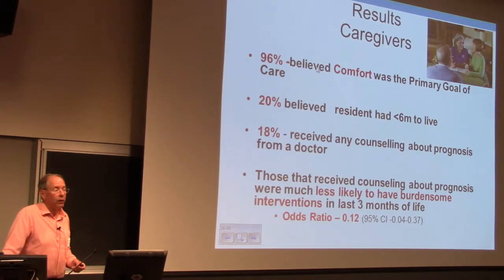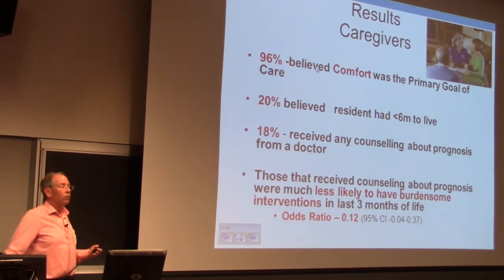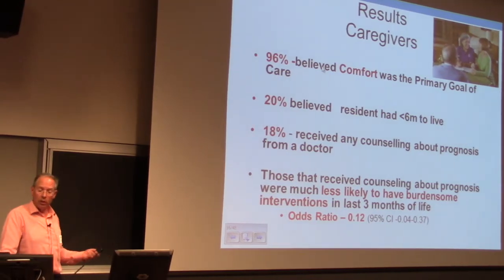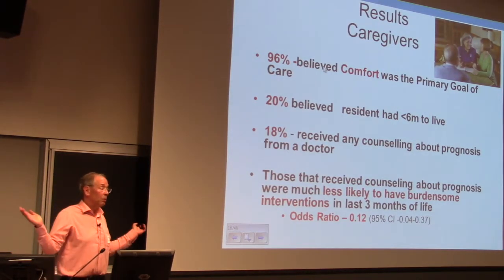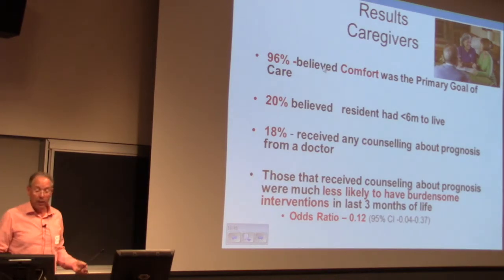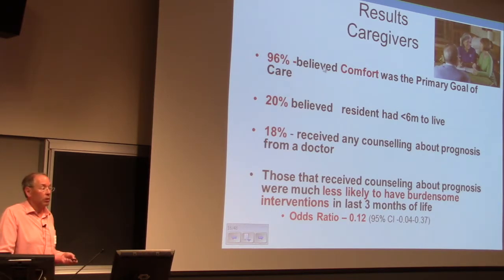96% of caregivers, they interviewed the caregivers, and the vast majority said the primary goal of care is comfort in this situation. But only 20% believed that the resident had less than 6 months to live. They had no clue that these people were dying. They were just basically, what are you talking about? And only 18% had received any counseling about prognosis from a doctor. So 80% of people, the doctor didn't talk to them about their prognosis. And some of it may have been people weren't aware that these are sentinel markers.